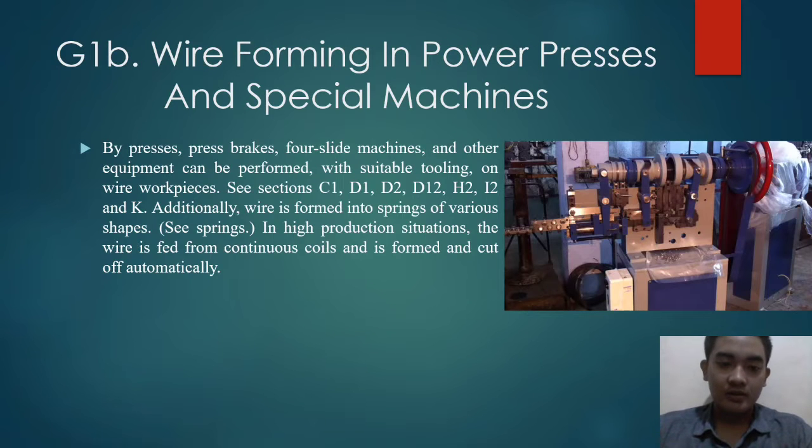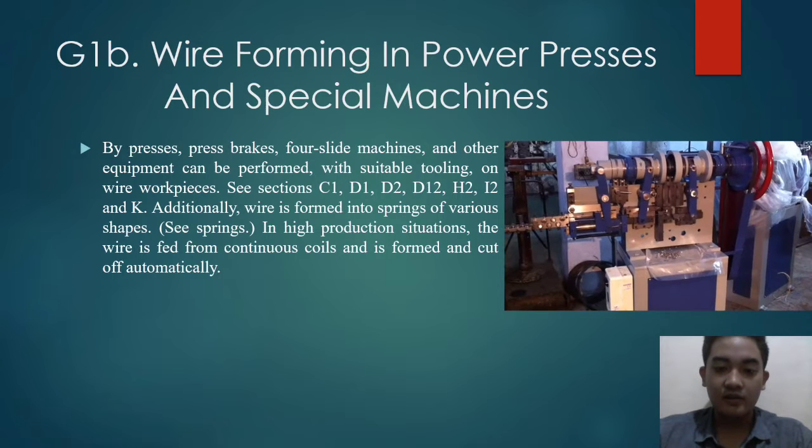Next is wire forming in power presses and special machines. By press, press brake, and four-slide machines and other equipment, forming can be performed with suitable tooling on wire workpieces. See sections C1, D1, D2, D12, H2, I3, and K. The example is in the video.